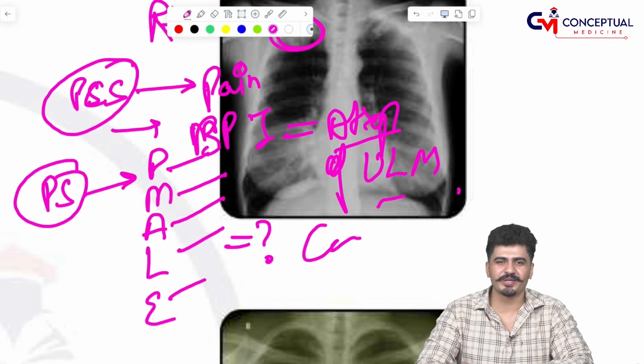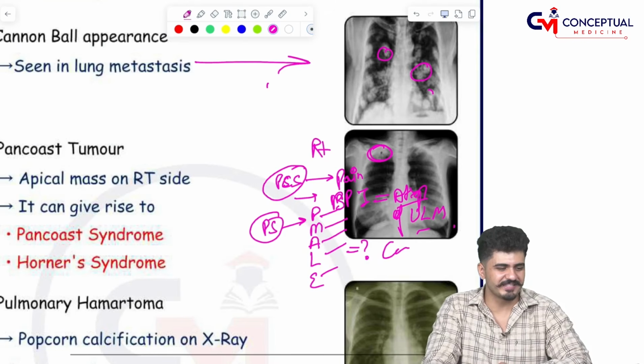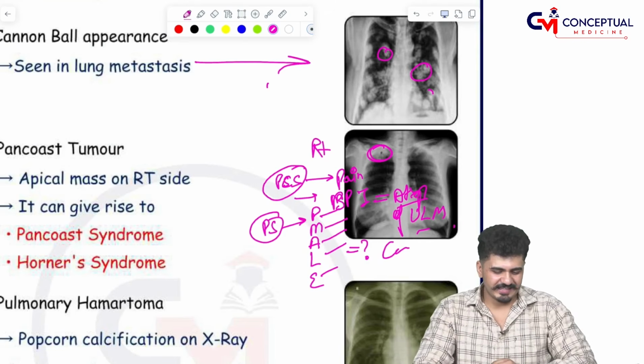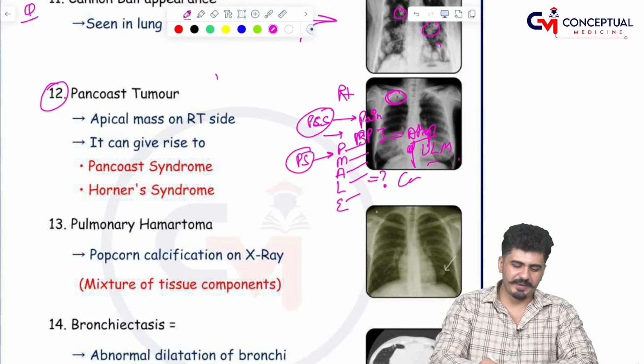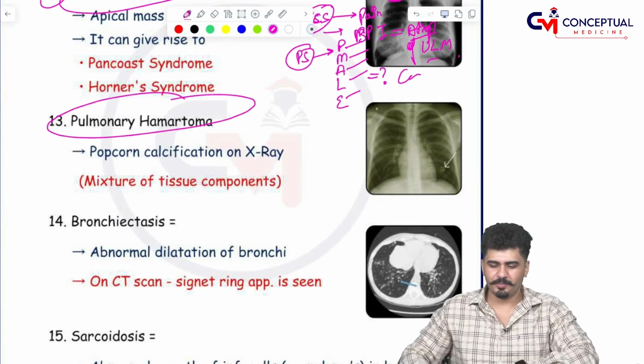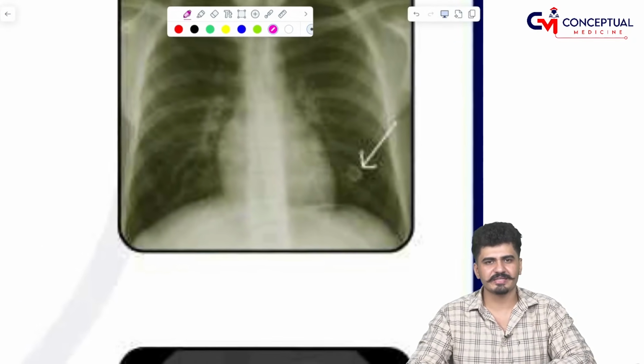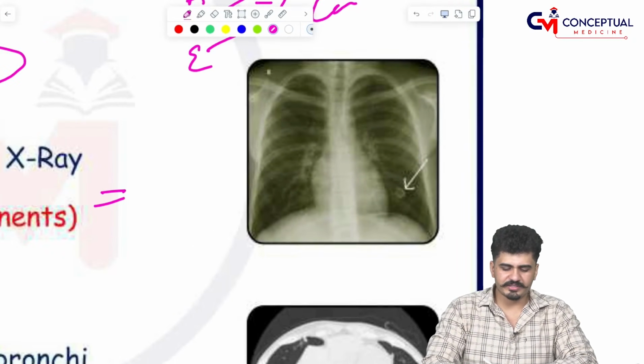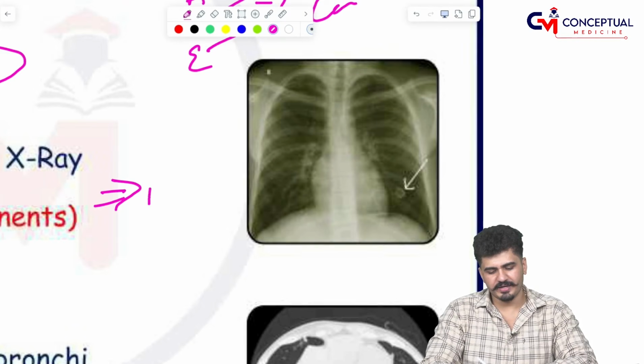So the answer is cocaine, sir. Cocaine, sir. Well done, my lions. Very good, very nice. So Pancoast tumor is done, sir. Pulmonary hamartoma, there is a popcorn calcification you are going to see in the lungs. Sir, what about this? If this popcorn calcification you will find in the breast.